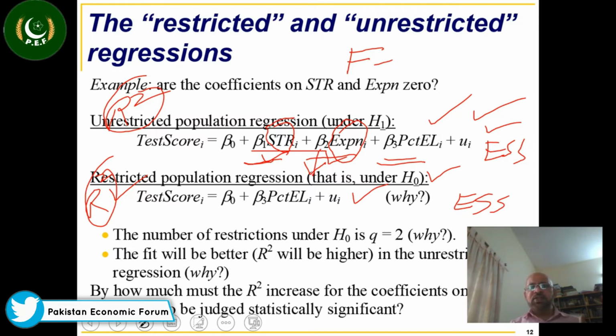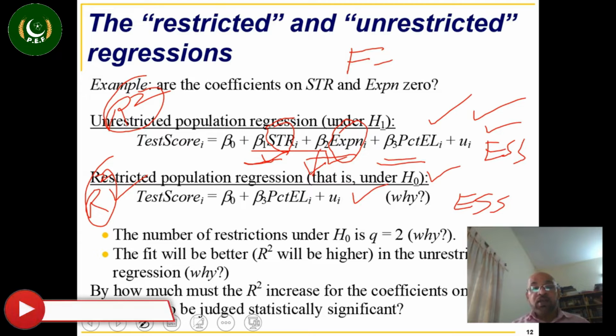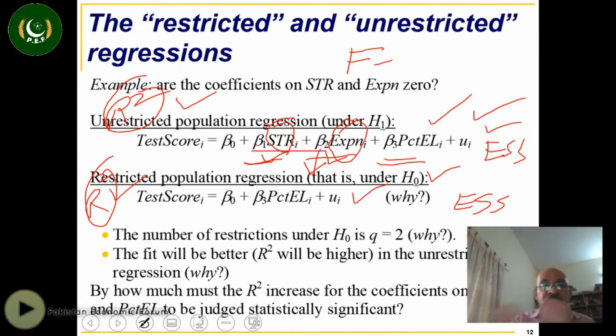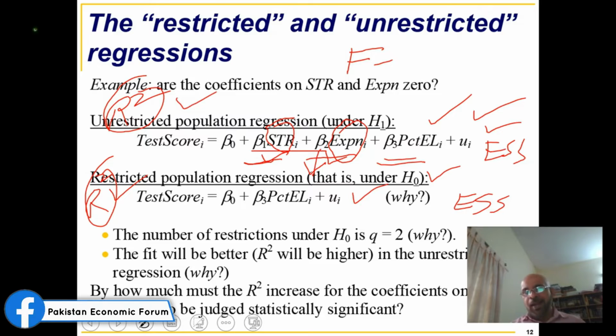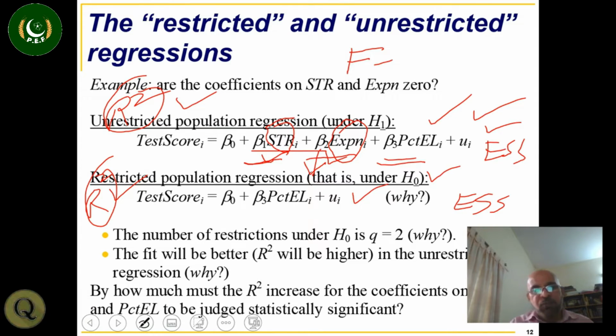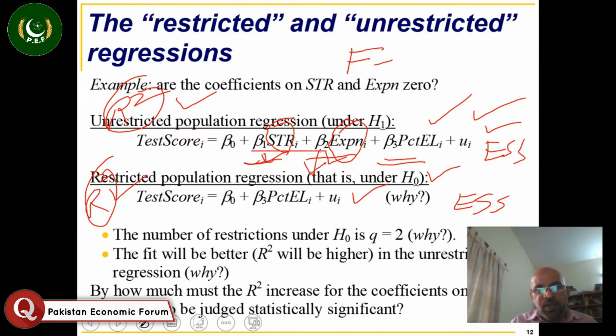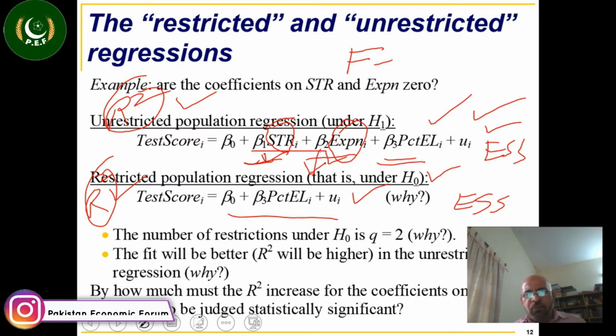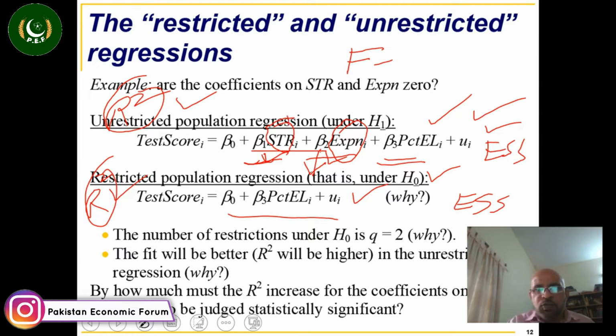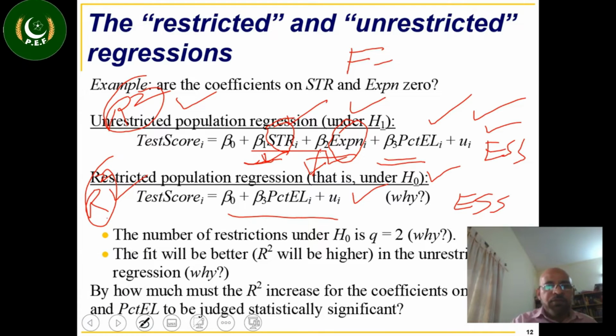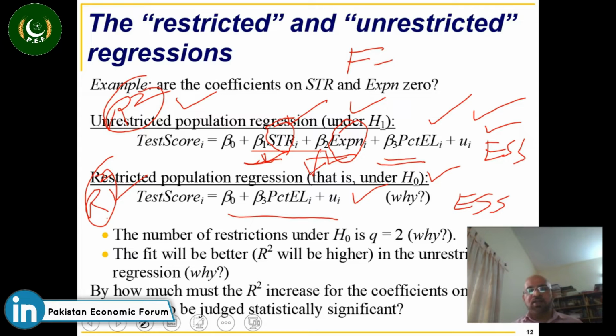If there is some significant difference between them, it means that the restricted model is not a good one, because R square from the unrestricted model is quite high. But if there is a small difference, it means that beta 1 equal to 0, beta 2 equal to 0, when we impose them, there is no loss of explanatory power of these two. That's why R square of restricted model and R square of unrestricted model are very close to each other.